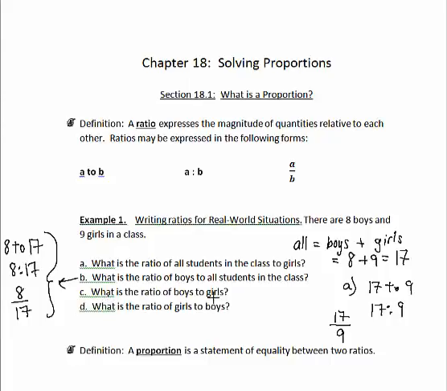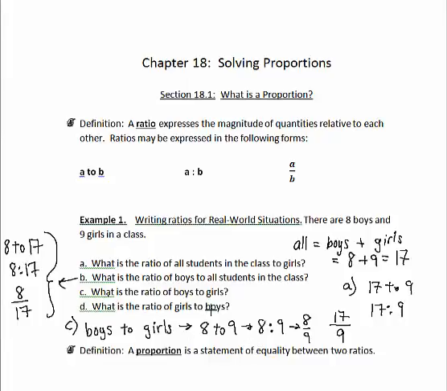What about C? What is the ratio of boys to girls? So we have boys to girls, and that is the equivalent of 8 to 9, or 8 colon 9, or 8 over 9. So this is C: 8 to 9, 8 colon 9, or 8 divided by 9.